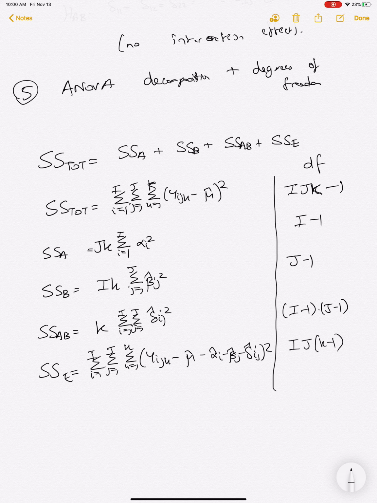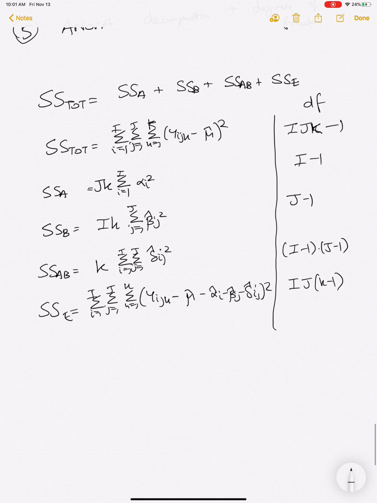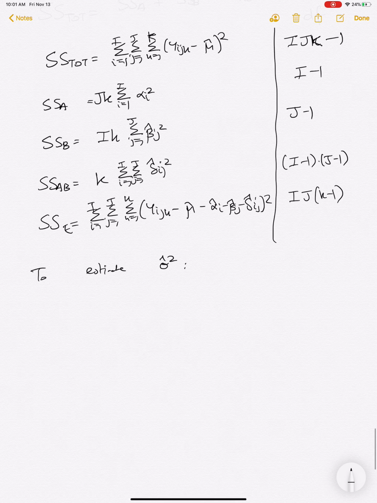So ij times k minus 1 plus I minus 1 times j minus 1 plus j minus 1 plus I minus 1 should give you the overall degrees of freedom of ijk minus 1. Okay, so this is the key point, and I should also mention that, again, you don't need this for the f-test, but if you wanted to estimate sigma hat squared, you can just use the sum of squares error and then divide by the degrees of freedom for this thing.